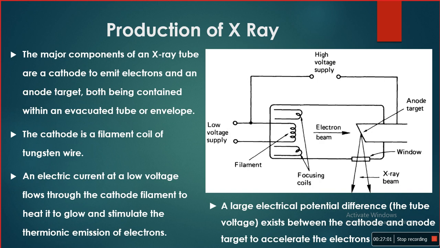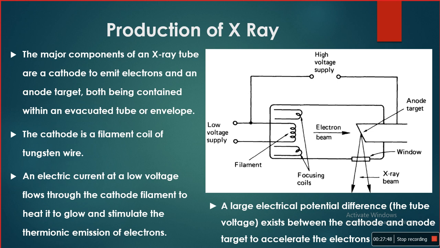So here, if you consider this circuit diagram, a focusing coil is placed close to the cathode, and this acts as an electromagnetic lens to focus the thermionic emission into a fine beam aimed at the center of the anode target material. So these are the two focusing coils which are placed near the cathode, and these focusing coils act as an electromagnetic lens, which will help to focus the emission of electrons towards the targeted anode.